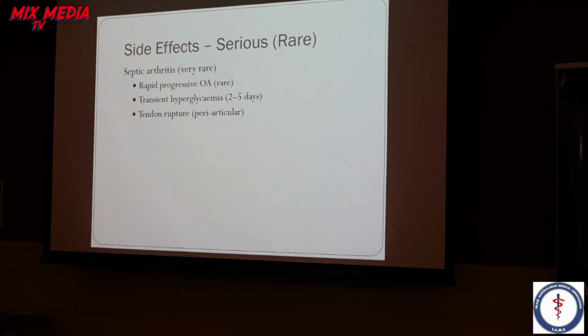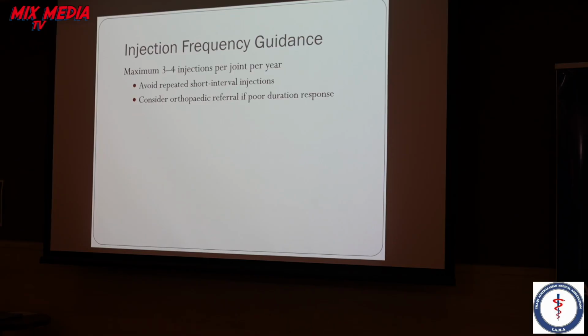Okay. Side effects: there are minor and there are rare ones. The rare ones are transient hyperglycemia, tendon rupture, and infection. How often do we inject? Don't inject more than 3 to 4 times a year, please, because you'll sometimes end up with cartilage damage. So give at least 3 months between injections, and I'm talking mainly about corticosteroid, 3 to 4 times a year maximum. If it doesn't work, it means it's not going to work. So send the patient to an orthopedic surgeon or try something else. That's not the problem then.